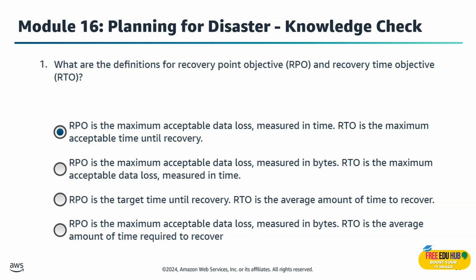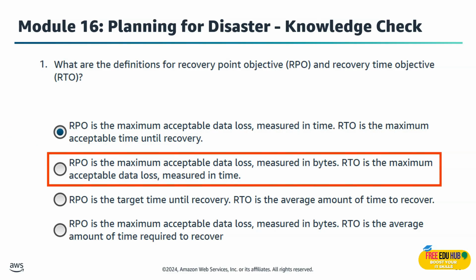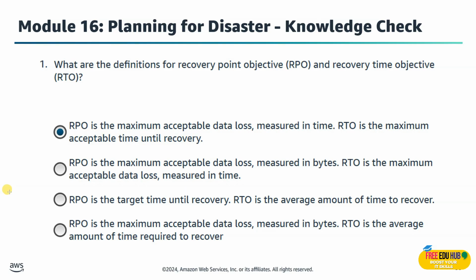Now let's see why we are not accepting the other answers. The first choice was that RPO is the maximum acceptable data loss measured in bytes and RTO is the maximum acceptable data loss measured in time. This is not the right answer since it mixes the dimensions. RPO is time based, not size based, and RTO isn't a data loss.